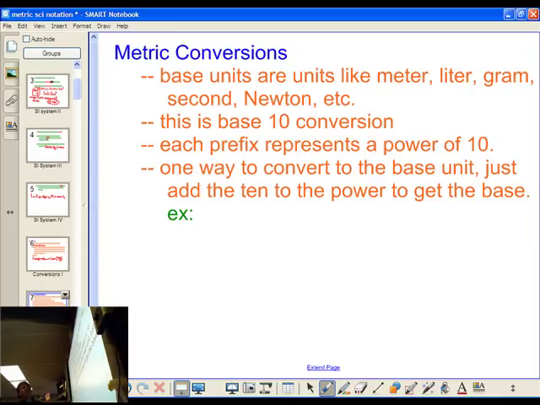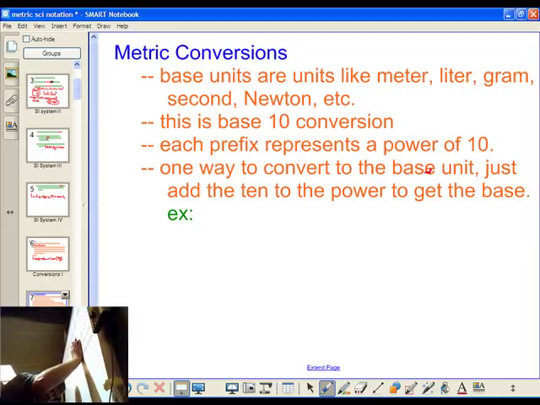Now, the thing to remember is that the base units are things like meter and liter and gram and newtons and dynes and seconds and watts. Those are what we consider base units. And base units have a power of 10 to the 0 power.